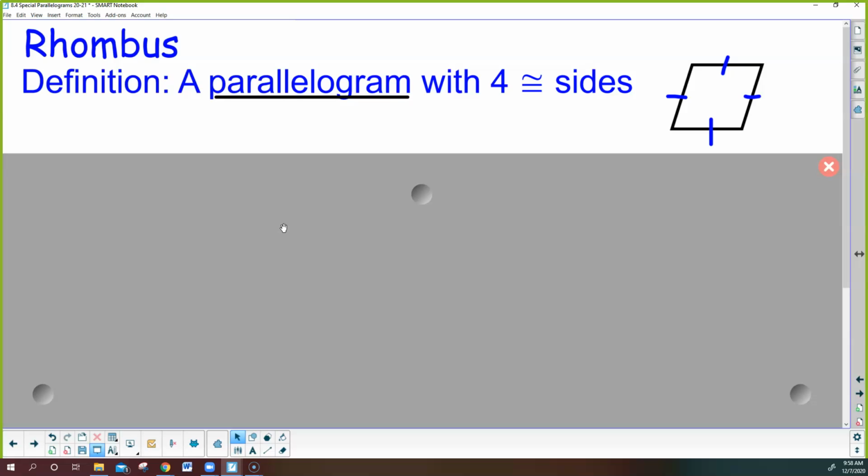A rhombus is a parallelogram with 4 congruent sides. So all those properties of a parallelogram are true. Diagonals bisect, opposite sides are congruent, opposite sides are parallel, consecutive angles are supplementary, opposite angles are congruent. But now we're saying if you know that all 4 sides are congruent and it's a parallelogram, then it's a rhombus.